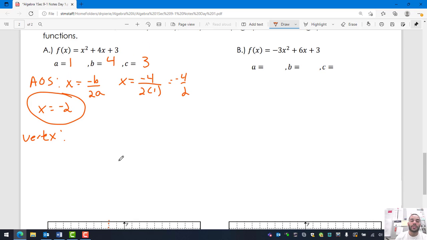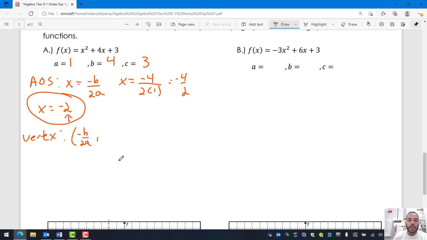Now here's how you find your vertex. Your x coordinate for your vertex is always going to be whatever this number was right here. I'll call it negative b over 2a.